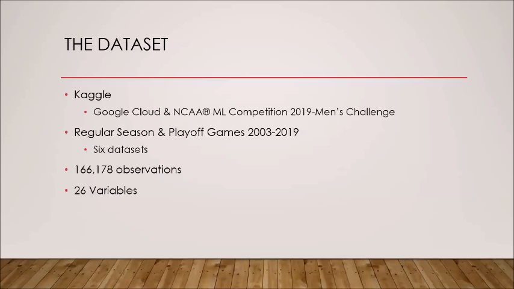But anyway, the data set had games from the regular season as well as playoff games from 2003 to 2019 across 6 data sets that we merged together. Quite a number of observations, as you can tell. Each observation represents one team, so we had to double count every game for the winning team and the losing team, and the statistics of each team in each individual game. So it came out to about 26 variables.